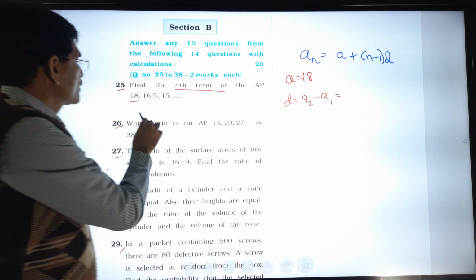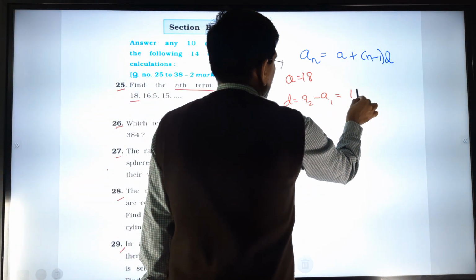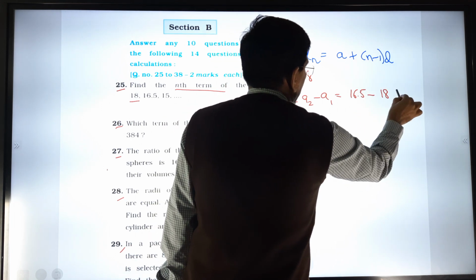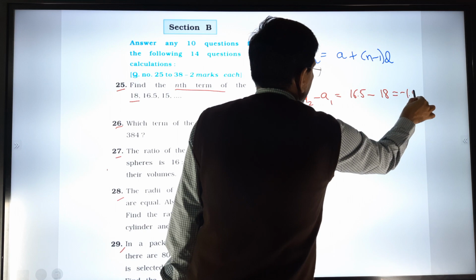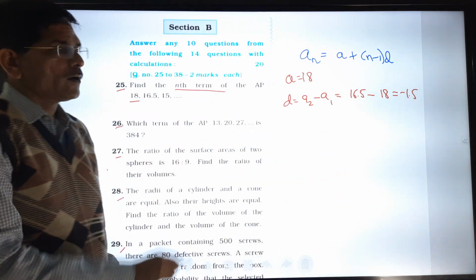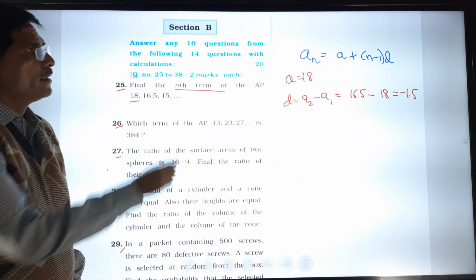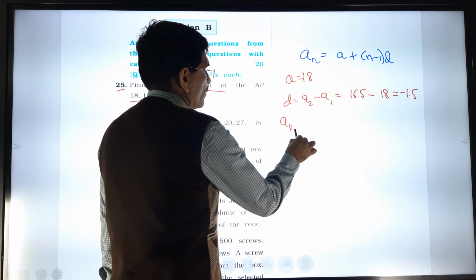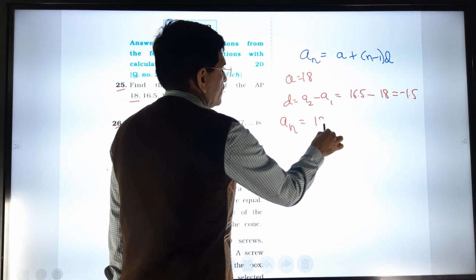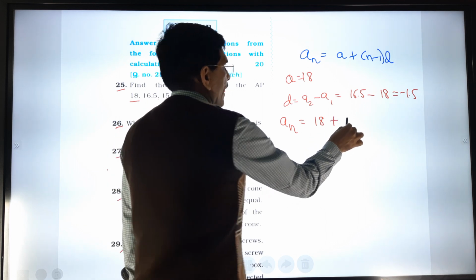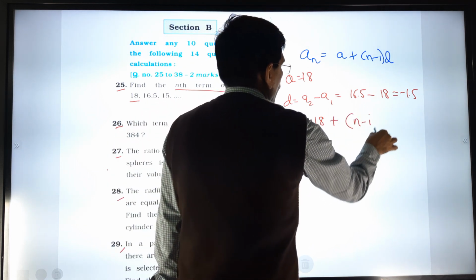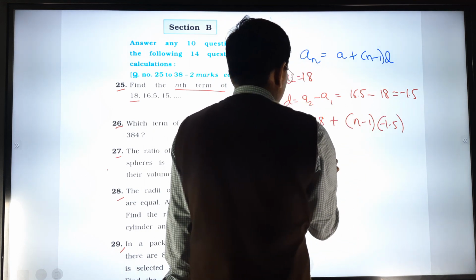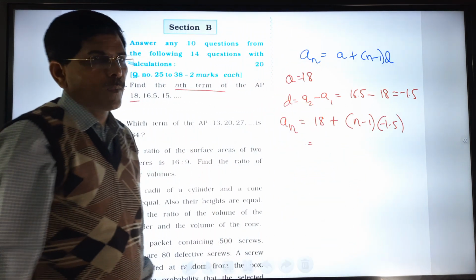So 16.5 minus 18, the answer is negative 1.5. Now both values I have to put in the above formula, that is An. So An is equal to A, that is 18, plus (n minus 1) into minus 1.5. That way I have to do.